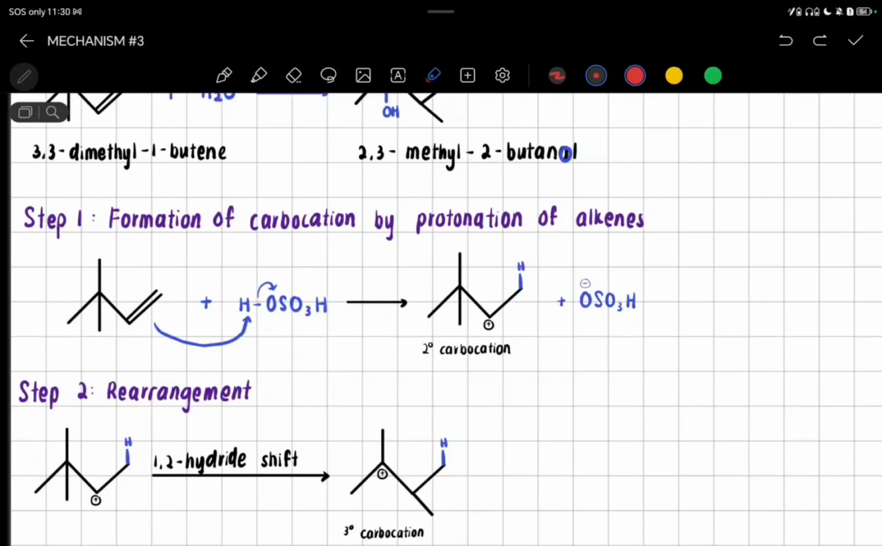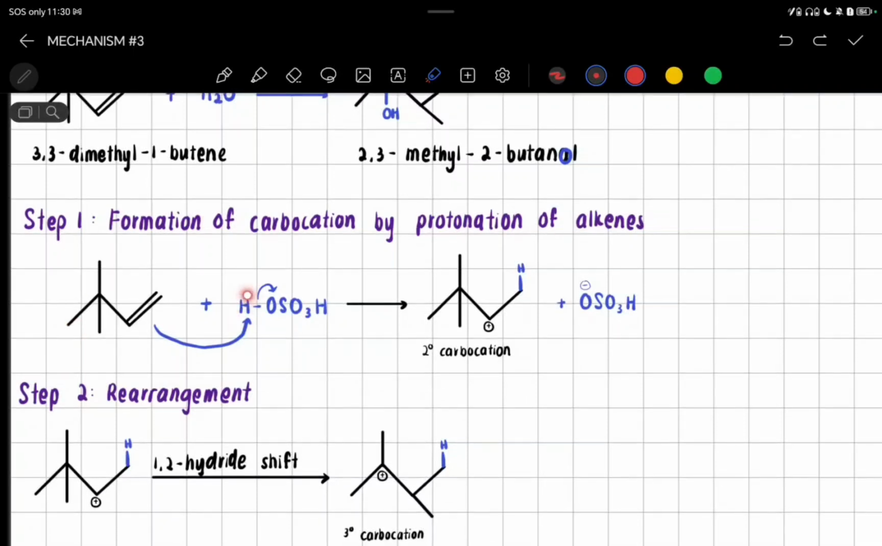So the two pi electrons from the 3,3-dimethyl-1-butene carbon-carbon double bond will attack one of the H atoms, which is this, of the H2SO4. So the pi bond is broken as a result of this process. The two sigma electrons between H and O atoms are pushed to the more electronegative O atom to form the HSO4 negative ion.